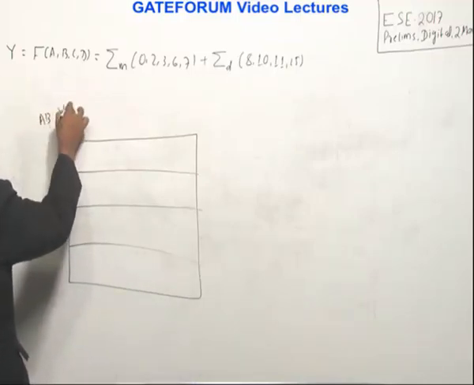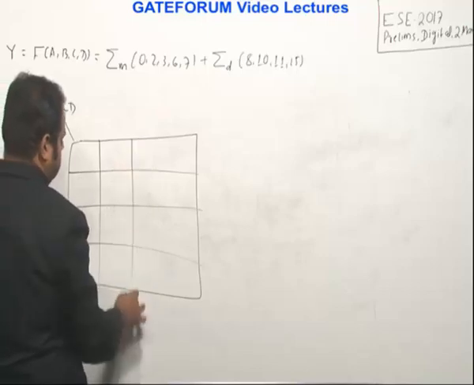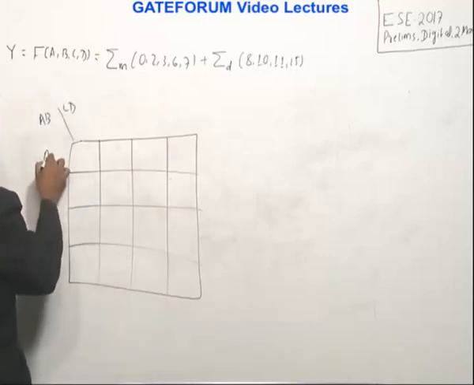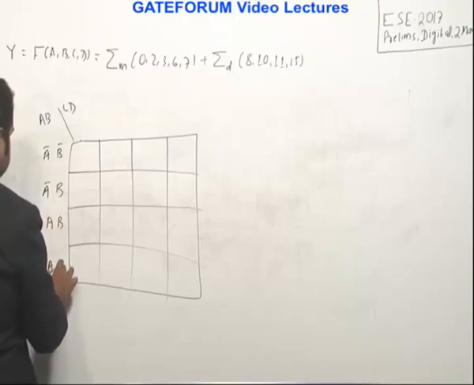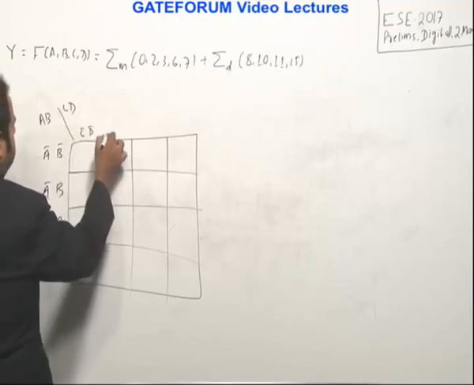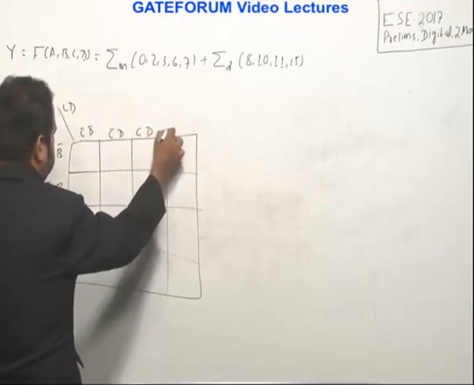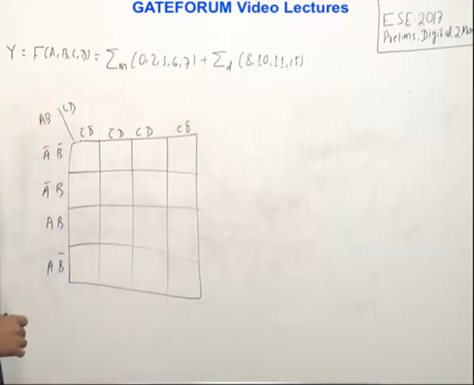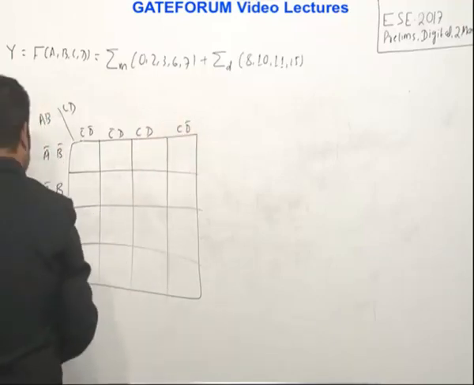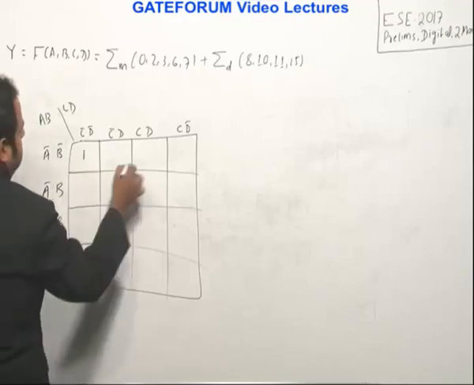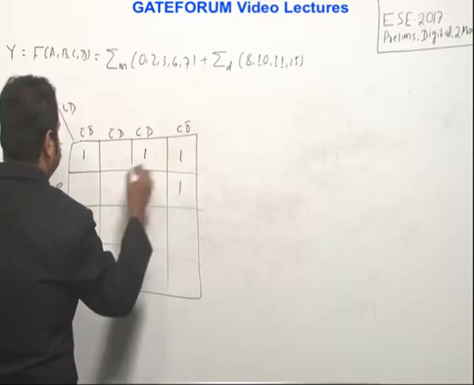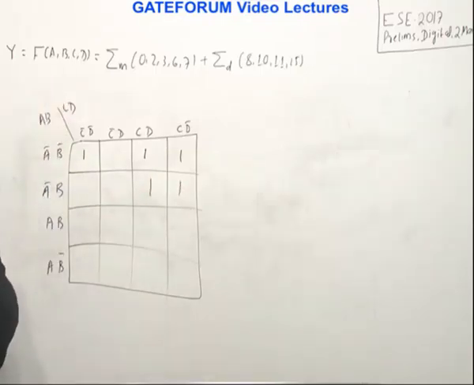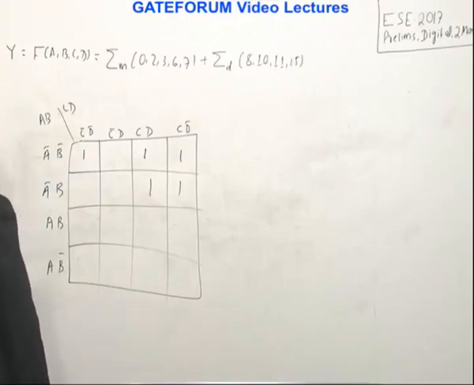So I am taking this side AB, I am taking this side CD. So this is A bar B bar, A bar B, this is AB and this is AB bar. Similarly, C bar D bar, C bar D, CD and this is CD bar. The min terms are 0, 2, 3, 6, 7. So you have 0, 3, 2, 4, 5, 7, 6. So 0, 2, 3, 6, 7. These are the min terms. And the don't cares are 8, 10, 11, 15.